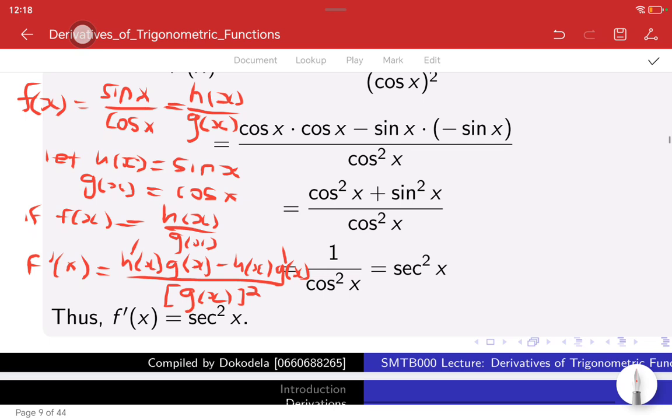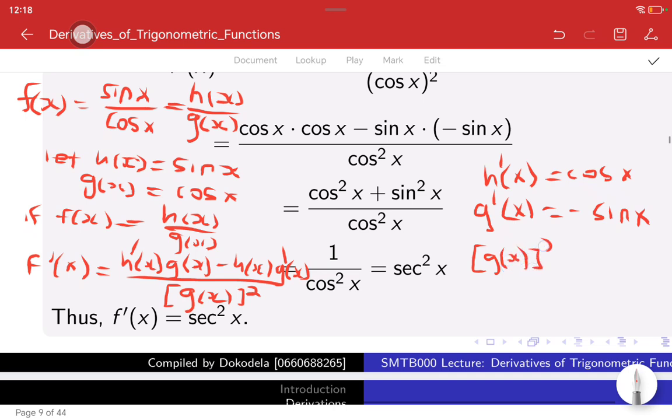So in other words, this will be simple. I'll just have h prime of x. In other words, when I derive sine x, we know that we get cos x. We've proven it there using first principle. Then when I derive g of x, I'm going to get minus sine of x. So I'll just come here and plug this, and I know that I need to also square the denominator, and the denominator is what? It is cos of x, so this would become cos squared x. You just come in and put them here, and then you simplify, things become simple.